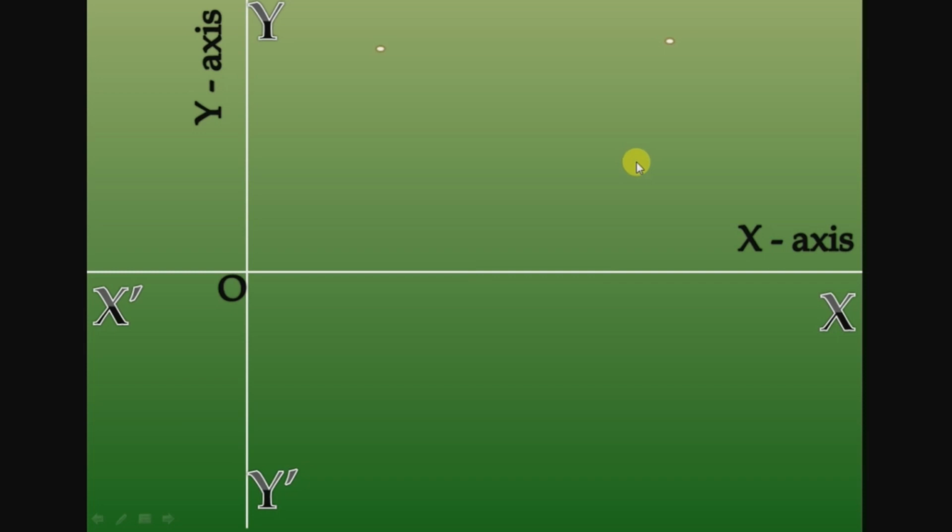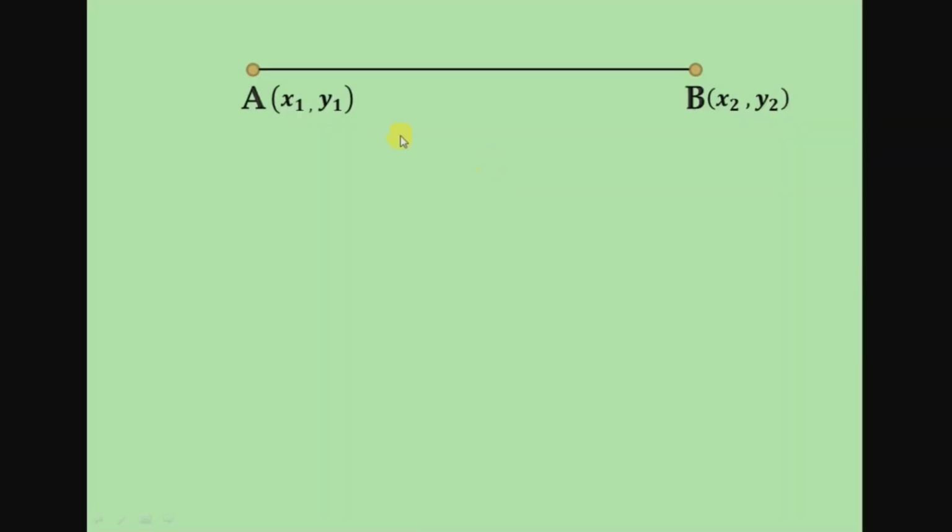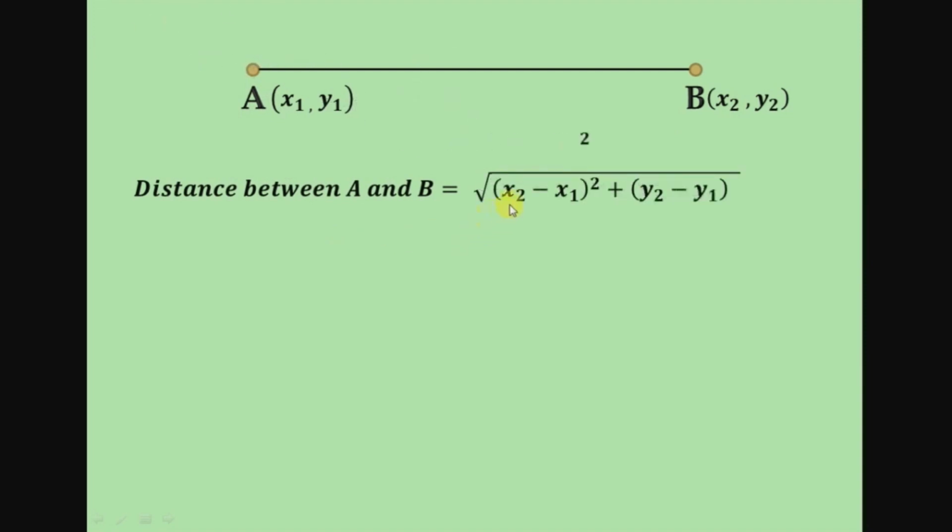Now, the distance formula. Let us consider two points A and B whose coordinates are x1, y1 and x2, y2. So what is the distance between A and B? The distance between A and B is given by the formula square root of (x2 minus x1) whole square plus (y2 minus y1) whole square.